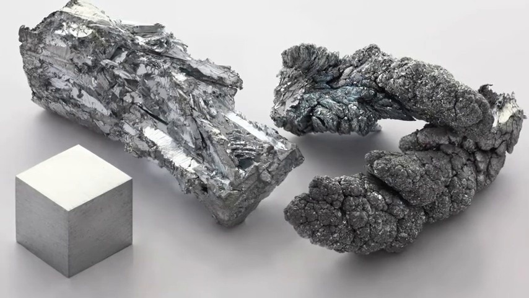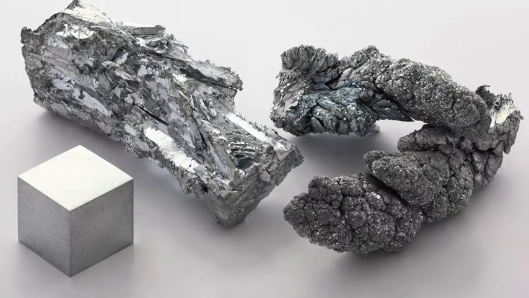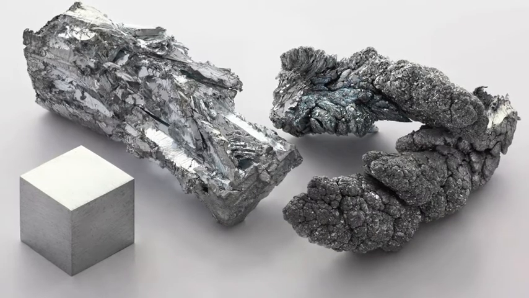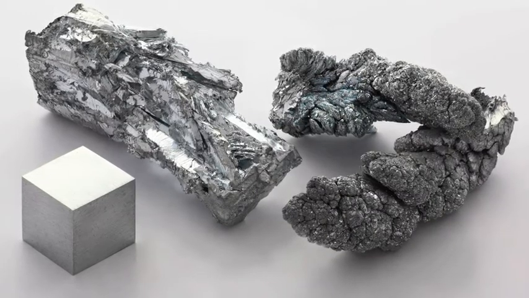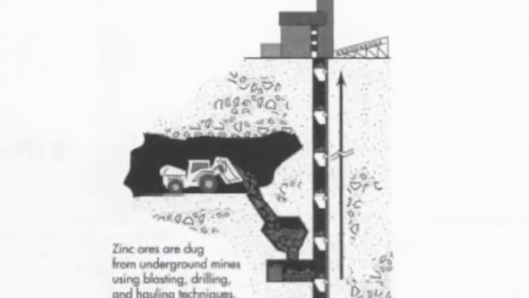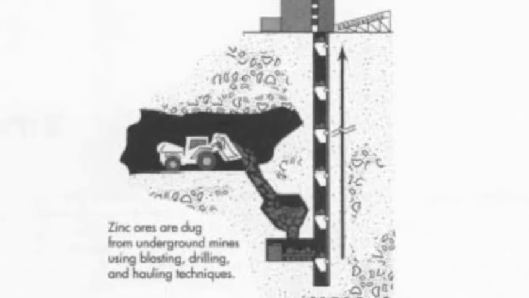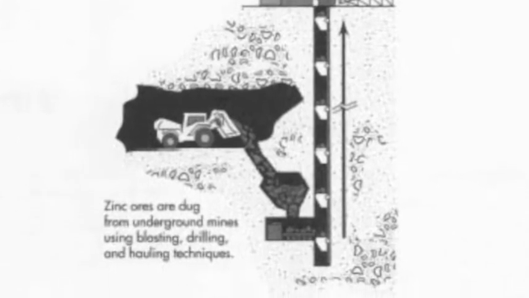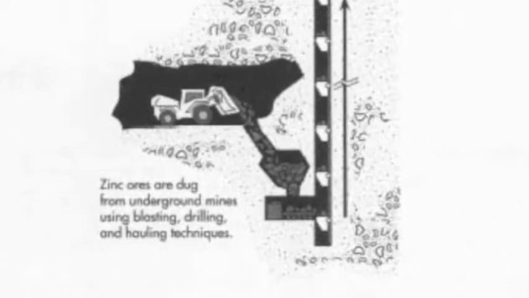Zinc is used for galvanizing steel against corrosion. You can see it in batteries and other electrical applications, and it is a recyclable material. The material is dug from underground mines. The ore occurs as zinc sulfide, and sometimes it's found with silver and lead ores.